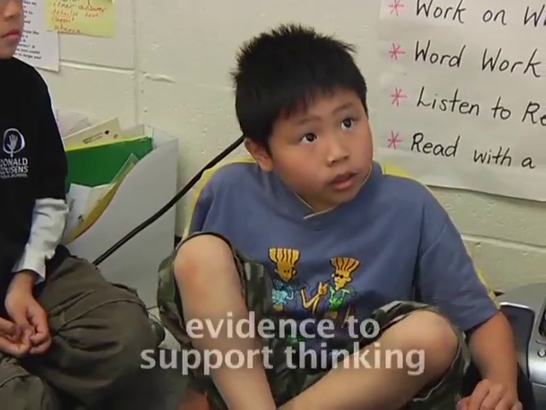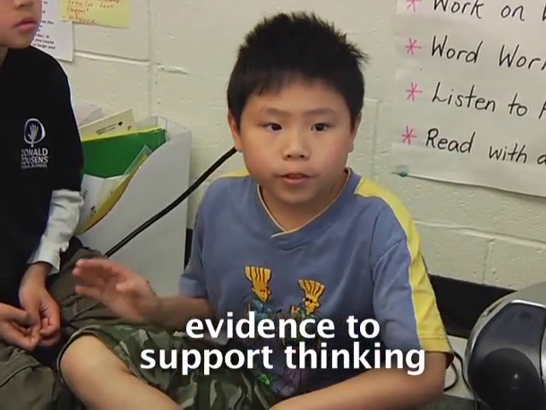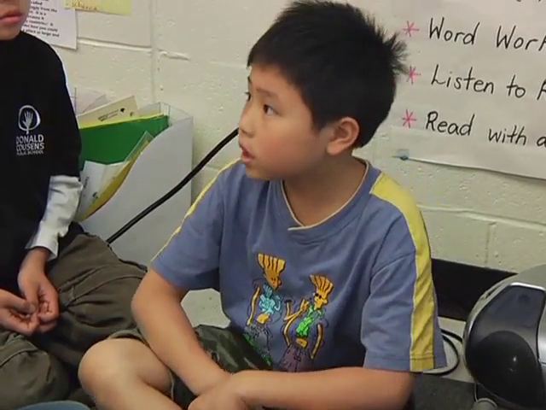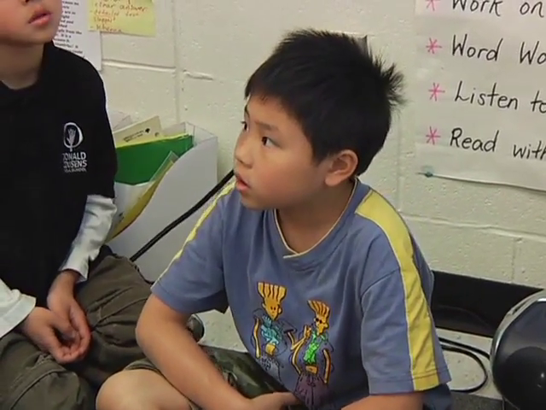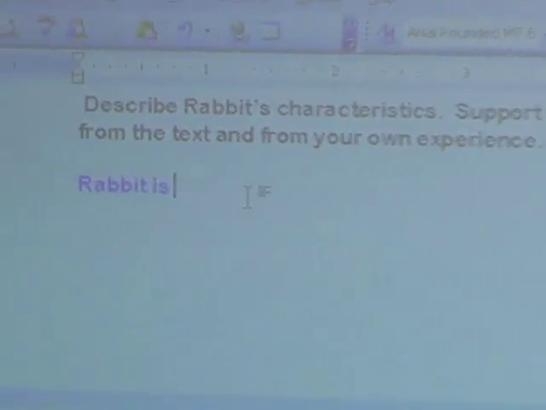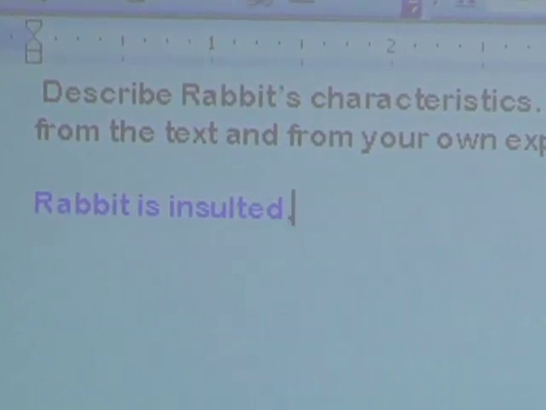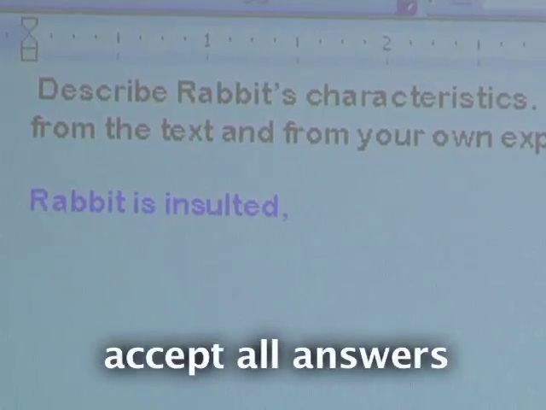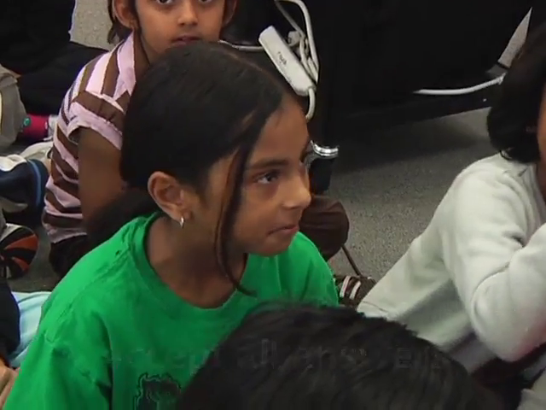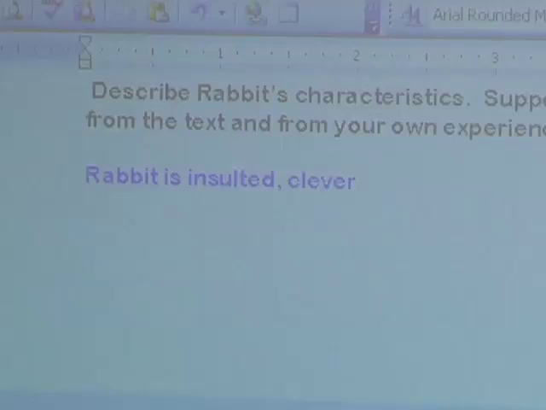Describe rabbit's characteristics. And of course, we're always going to support the inference. Always, always, always. Okay. So I would like to hear what Anson's group talked about. How the rabbit, he feels insulted. So rabbit feels insulted. Thank you. Let's write that down. Rabbit is insulted. Candace? Clever. Thank you.